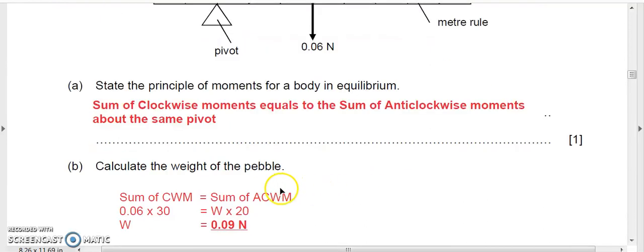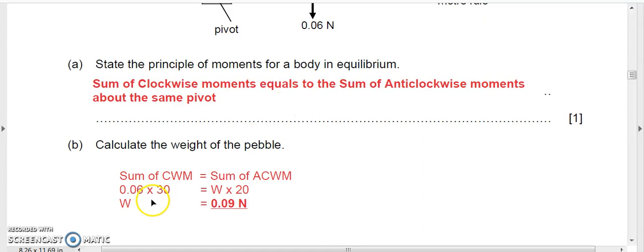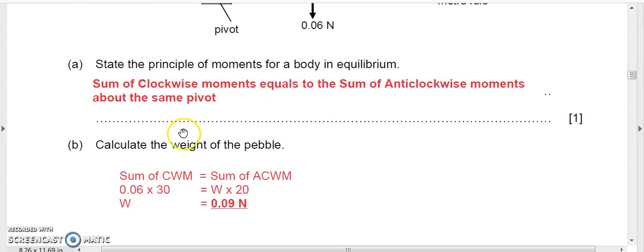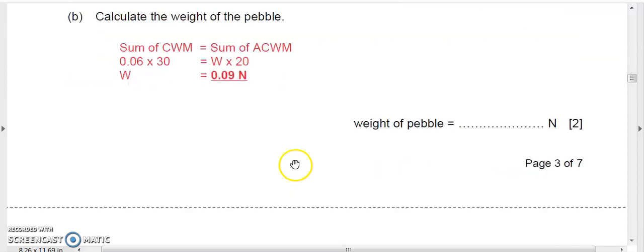Calculate the weight of the pebble. Basically you're using the principle of moments. The sum of clockwise moments is simply 0.06. This is a meter rule, so you can see there are 10 spaces here, and each space represents 10 cm. So 0.06, this is the clockwise moment, 0.06 times 30 equals weight times 20 here, anti-clockwise. The rest is just math, so weight equals 0.09 newtons. That's it.